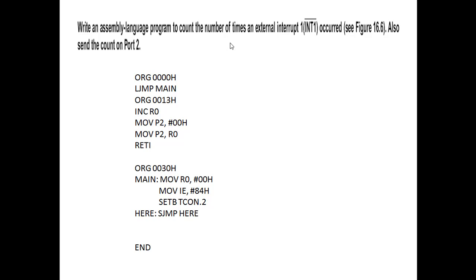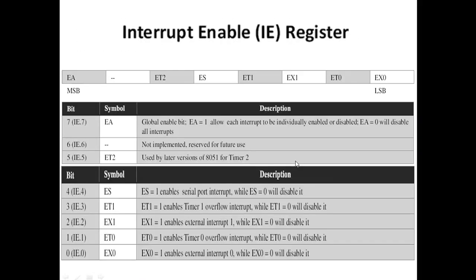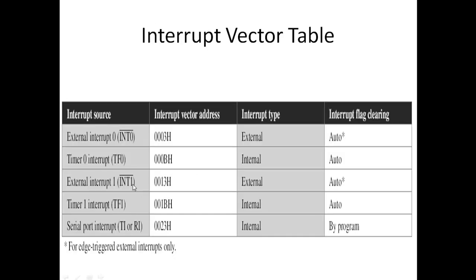Remember that thing, and that particular service routine will be stored at the particular vector address of the corresponding interrupt. Okay, and as we have been asked to add interrupt 1 bar, let us go back and check what its vector address is. You can see that external interrupt 1, that is interrupt 1 bar, has a vector address of 0013h. So at this particular address, our interrupt service routine, or the task that has to be accomplished when an interrupt occurs, should be stored.